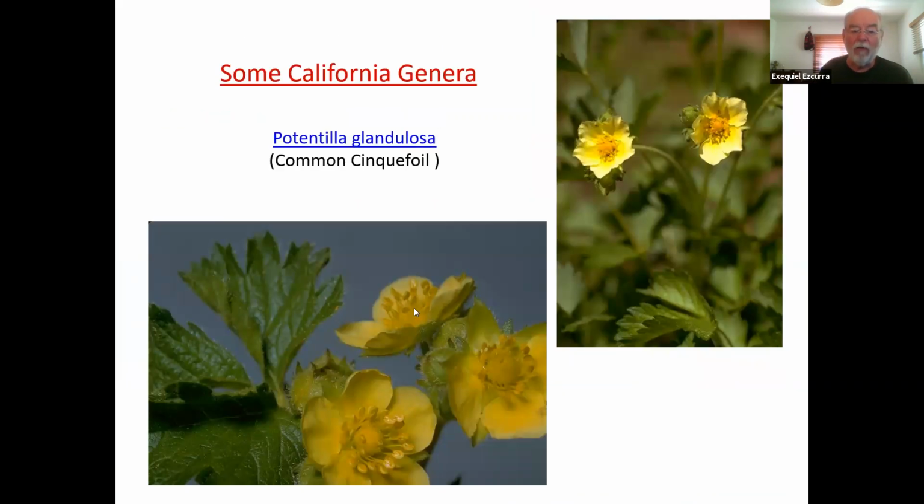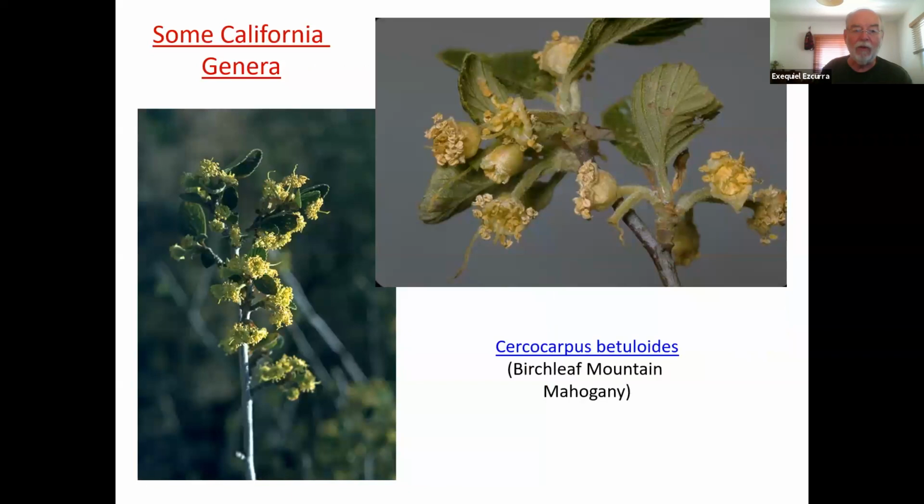The cinquefoil, very similar to the raspberry, although it doesn't become as fleshy as raspberries. Potentilla glandulosa, common in wetter areas, in waterways or ephemeral vernal pools, places where water accumulates in the mountains and hillsides of Southern California.